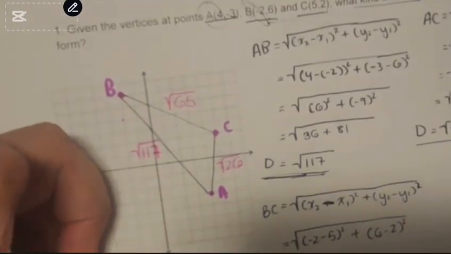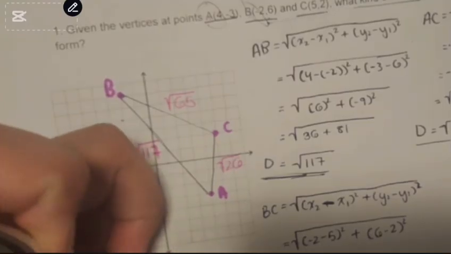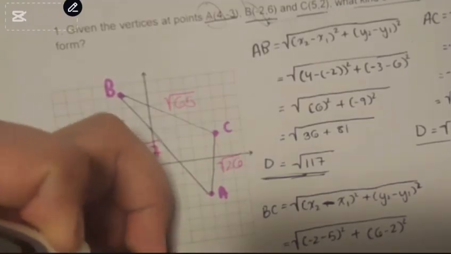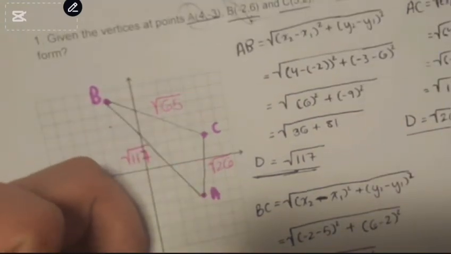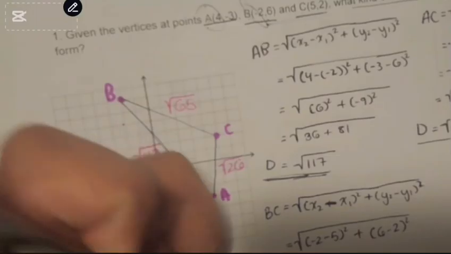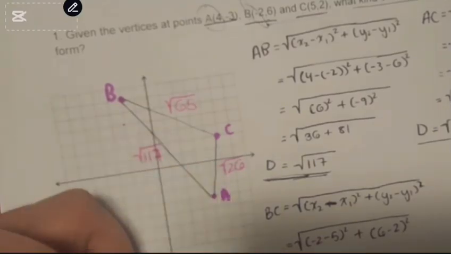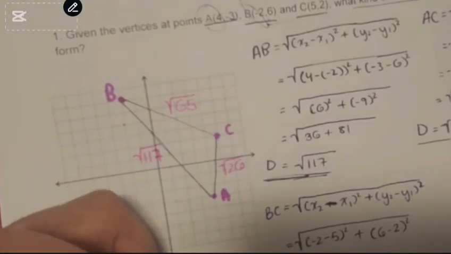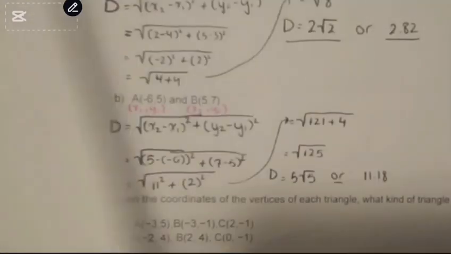So if we write our therefore statement, therefore the triangle of A, B, and C is a scalene triangle. So we have our therefore statement.